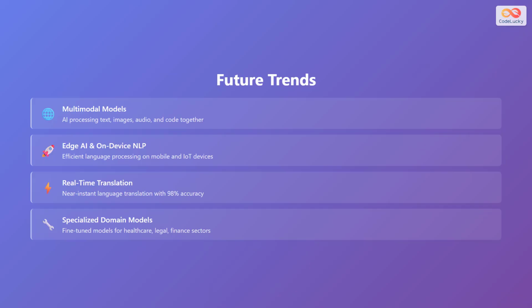The field of NLP is rapidly evolving. Multimodal models are emerging that can process text, images, audio, and code together. Edge AI and on-device NLP allow language processing directly on phones and IoT devices without needing cloud servers. Real-time translation technology is becoming increasingly accurate, and specialized domain models are being developed for specific industries like healthcare, law, and finance, making NLP more powerful for targeted applications.